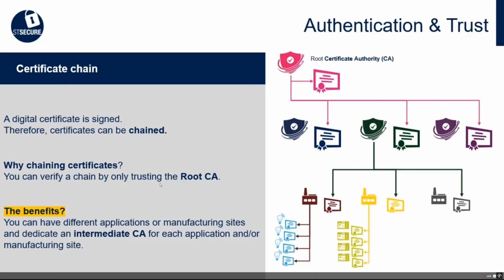The benefit of an intermediate CA is to delegate the possibility to issue a certificate to a specific manufacturing site or to different types of products. By revoking an intermediate CA certificate, you can invalidate all attached certificates. If one intermediate CA is compromised, this will reduce the impact.